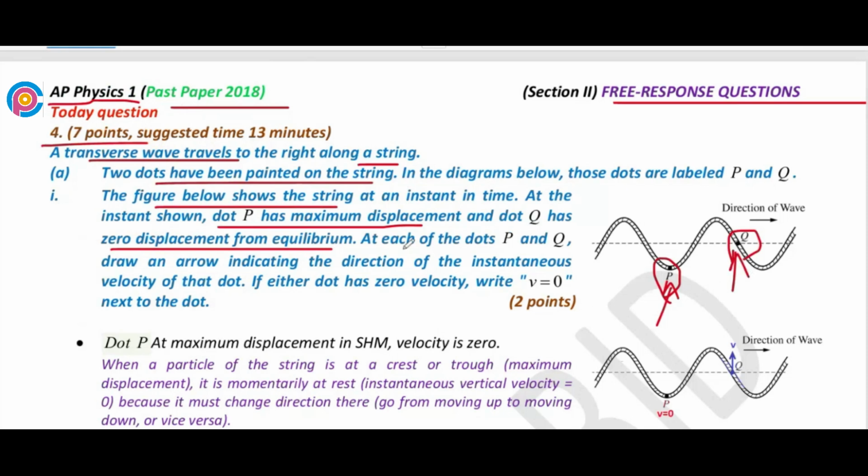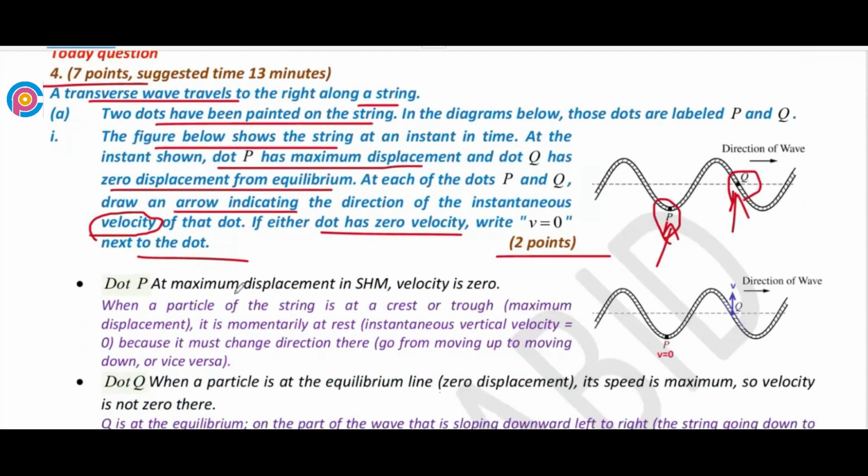At each dot, P and Q, draw an arrow indicating the direction of instantaneous velocity. So at that moment, what is the velocity of the dots P and Q? If either dot has zero velocity, write v = 0 next to the dot. This carries 2 points. First we discuss the dot P. P is at maximum displacement, as in SHM, so velocity is 0. So I have written v = 0 in the figure.